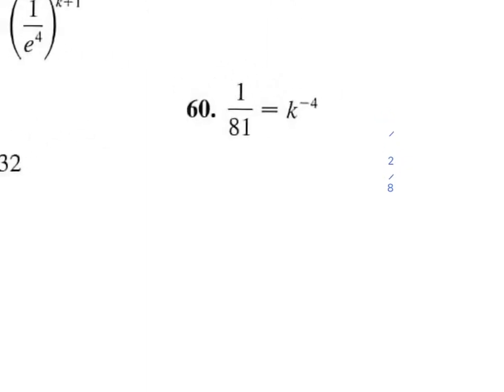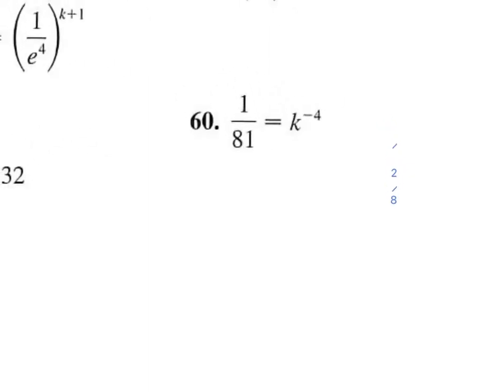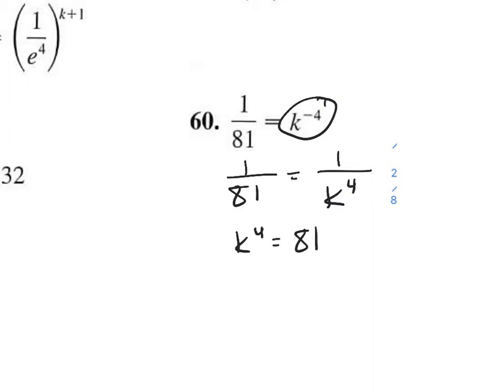Okay, so 60 says 1 over 81 and then k to the negative 4. So this is that situation in which I don't have the same base on either side of the equal sign. So k to the negative 4 would be the same thing as 1 over k to the 4th. And then we cross multiply. K to the 4th would equal 81. And then I take the 4th root.